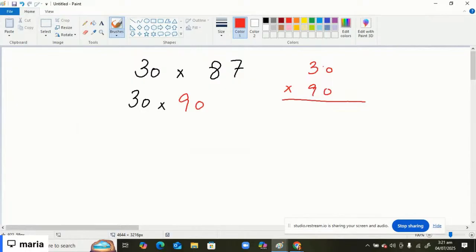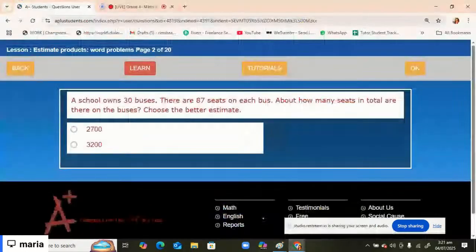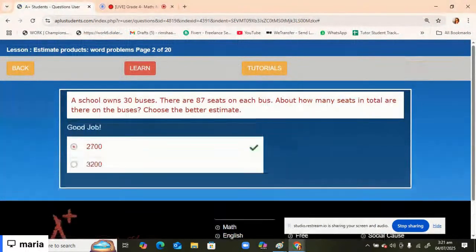Anything that is easy for you, you're going to write it. Okay. So this is 0 and 0. Now 9 times 0 is 0 and 9 times 3 is 27. So this is 0, 0, 7 and 2. Now 2700. Let's see, is there any option for 2700? And now this is the right answer. Okay.